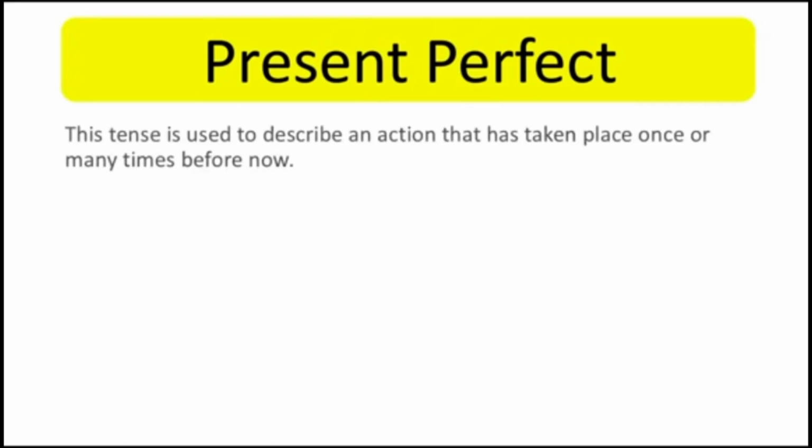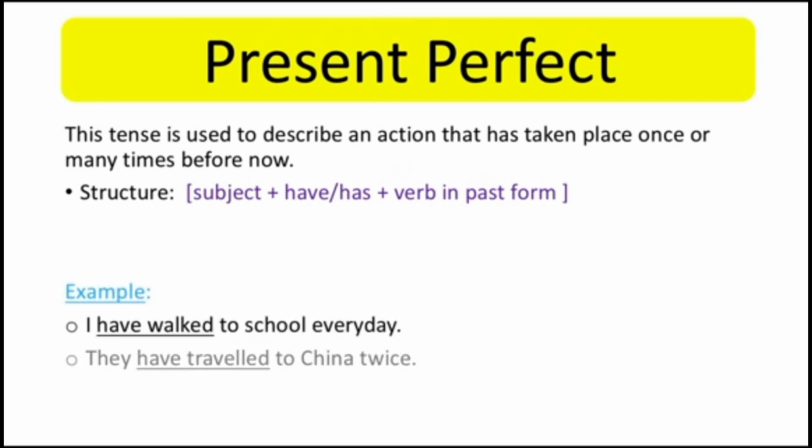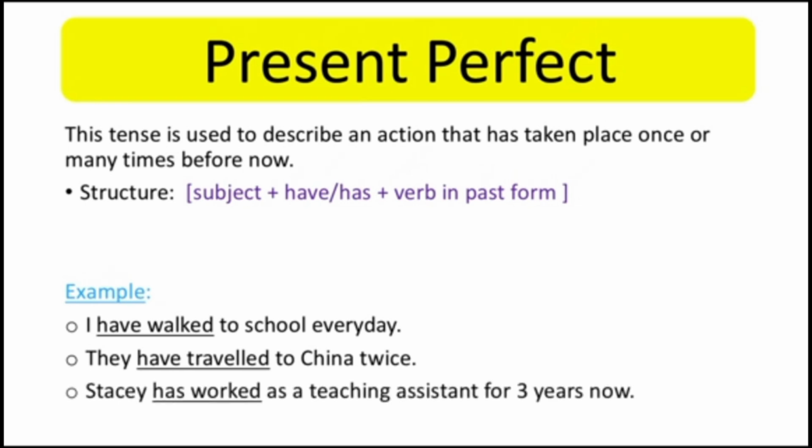Present perfect. This tense is used to describe an action that has taken place once or many times before now. The structure is the subject plus have or has plus a verb in the past form. For example, I have walked to school every day. They have travelled to China twice. Stacy has worked as a teaching assistant for 3 years now.